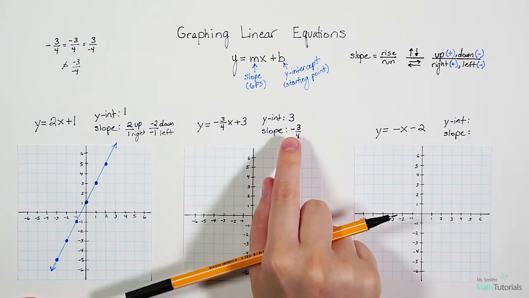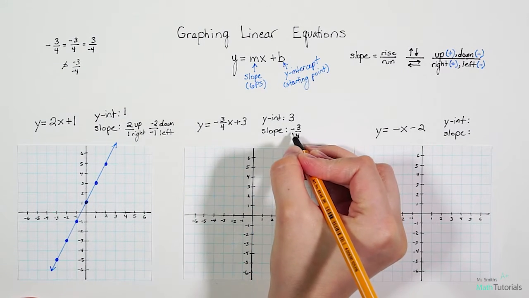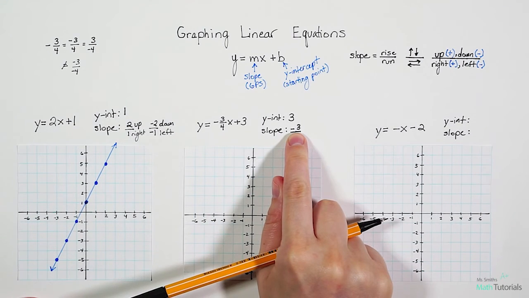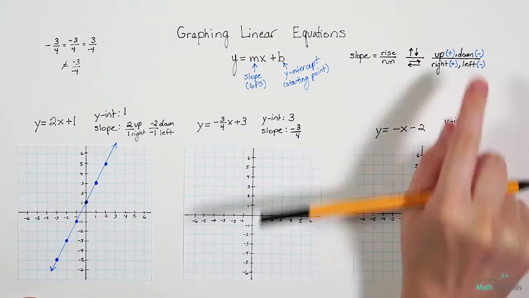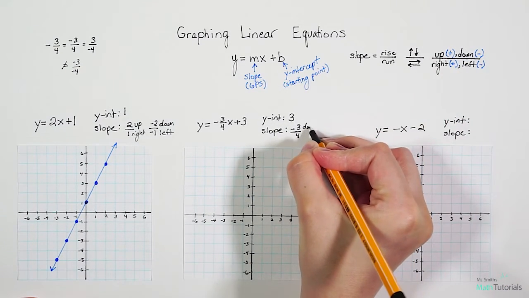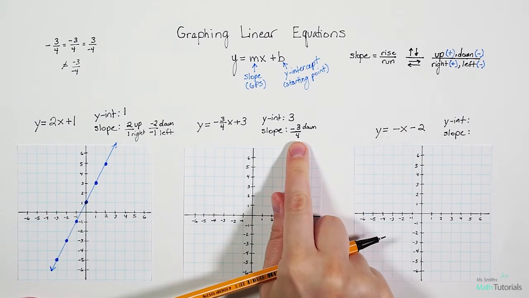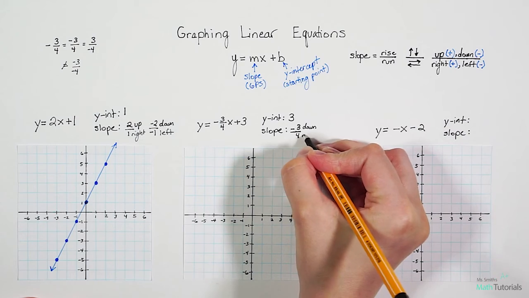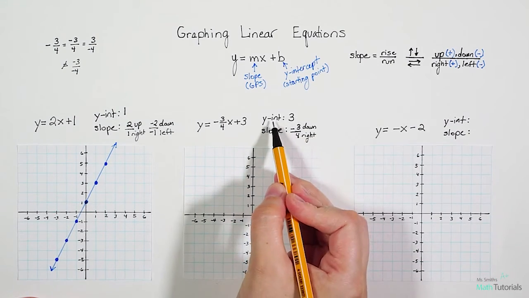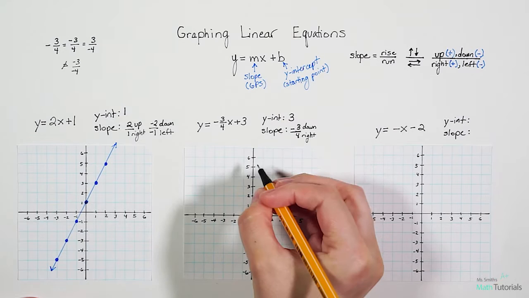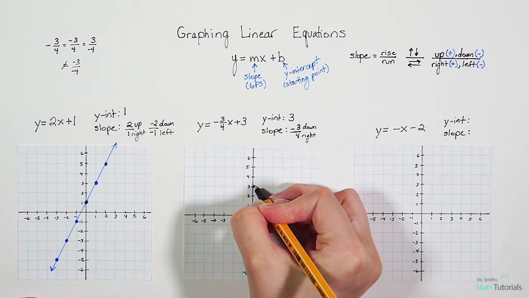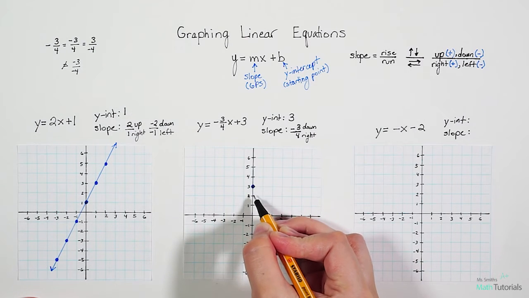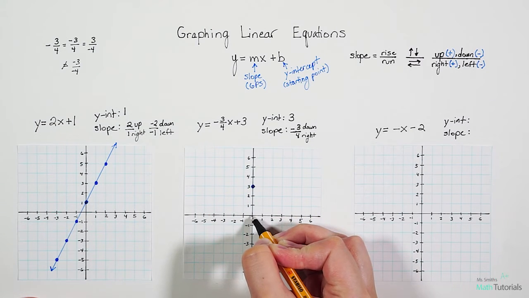When we identify this slope, I'm going to make sure I show that negative is in the numerator. -3 means that we're going to move down 3 units. So 3 down. And the +4 means we're going to be moving to the right. So we're going to say 4 right. Our y-intercept is our starting point at +3. And then from there, we're going to move 3 down, 4 to the right.